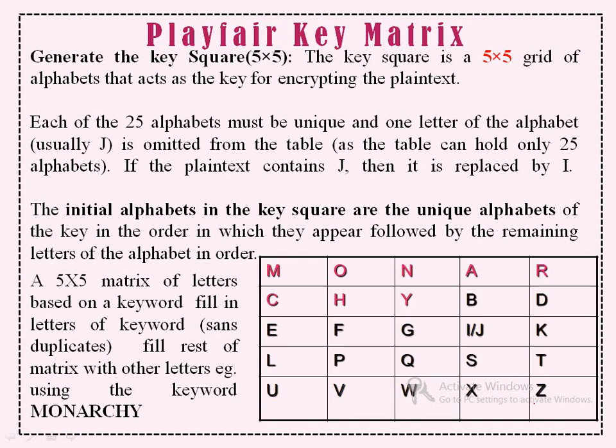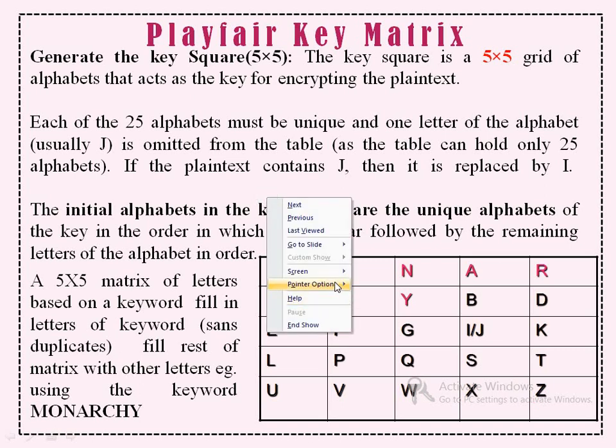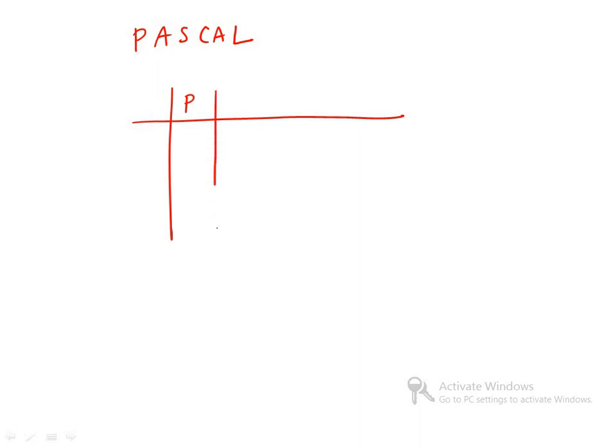the table. Can you quickly do it for Pascal, the keyword that I have considered? Can you make the table for me? Let me just do that together. So the keyword is Pascal. Okay, so we have to have a 5 cross 5. So P, A, S, C.